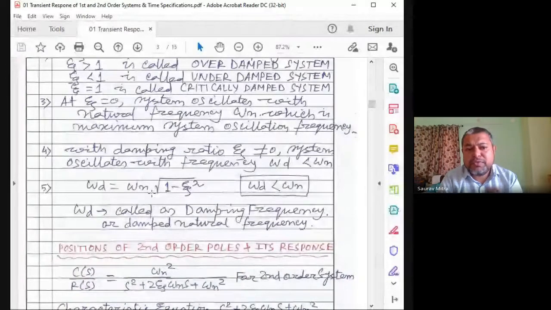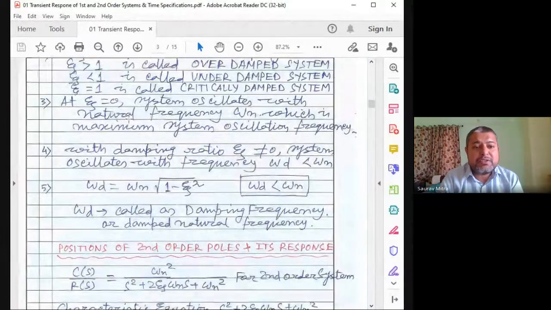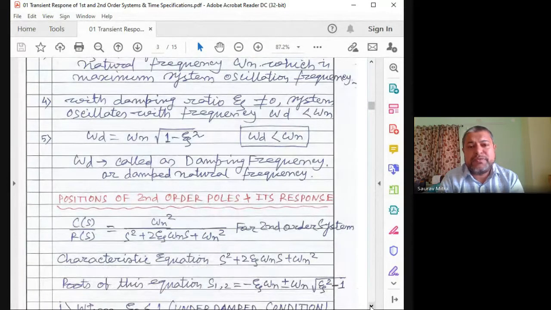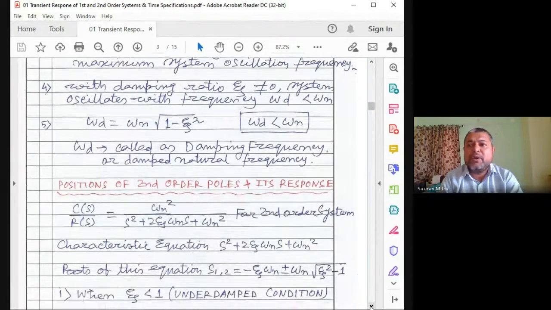There are two more factors. One was omega d. Whenever it is the underdamped condition, omega d is equal to omega n into root under of 1 minus zeta square. It is called the damped frequency. If omega n is, suppose, 5 radian per second, omega d will always be less than 5 radian per second. It is called the damped frequency or damped natural frequency. The formula is root under of 1 minus zeta square.